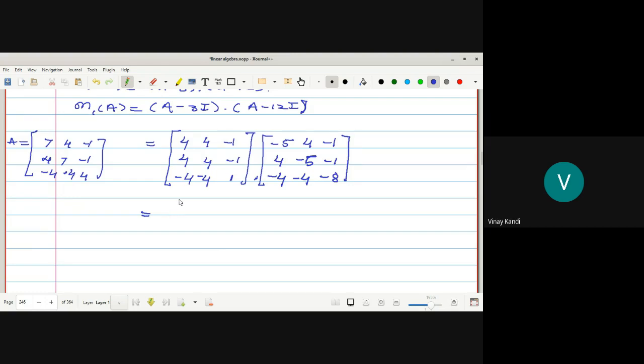What is the first entry? 4 into minus 5 is minus 20. 4 into 4, it's 16, na? 4 into 4 is 16, minus 1 into minus 4 is plus 4. Okay, what came? 20 minus 20 is 0. All the entries are 0, 0, 0, 0, 0, 0. Okay, check everything. Okay, that is the null matrix, na?